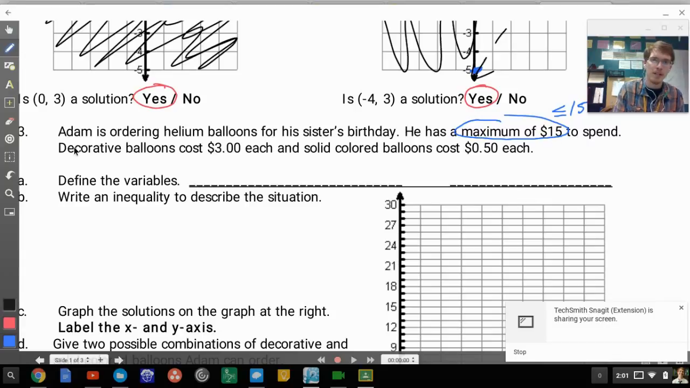Now next, decorative balloons cost $3 each. Solid colored balloons cost 50 cents each. So decorative balloons, $3 each. Solid colored, 50 cents each. So that actually tells us our two variables. I could use x and y. I'll go ahead and do that. So x equals, we'll do decorative balloons.